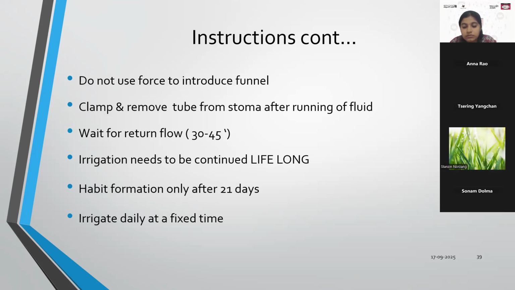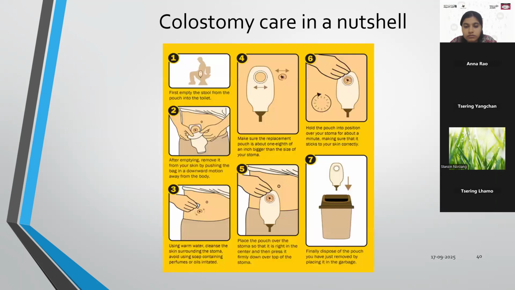Generally a habit is created in 21 days. Anything that has to become a habit will take 21 days. Then the patient will pass a large amount of stool once in a day only. Every day he has to irrigate at a fixed time. Next slide, ma'am.